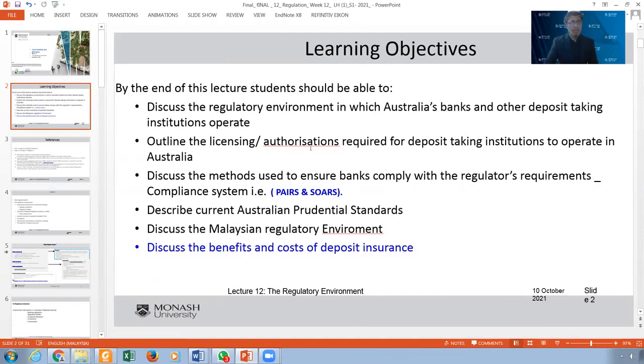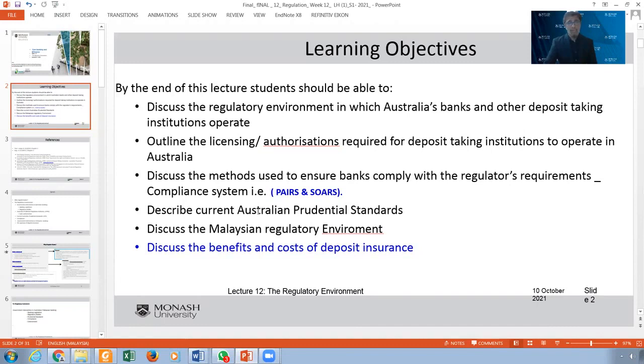Now, we will outline the licensing. We will discuss the methods used to ensure banks comply with the regulator's requirements, what we call the compliance system. In Australia, they have a system called BEARS and SOARS. One is the identification system, and the other is the response system, and I will explain it later on. Then we will move to the standards, which you call APS. APS stands for Australian Prudential Standards. In this country, we have DGS, which is directed guidelines.